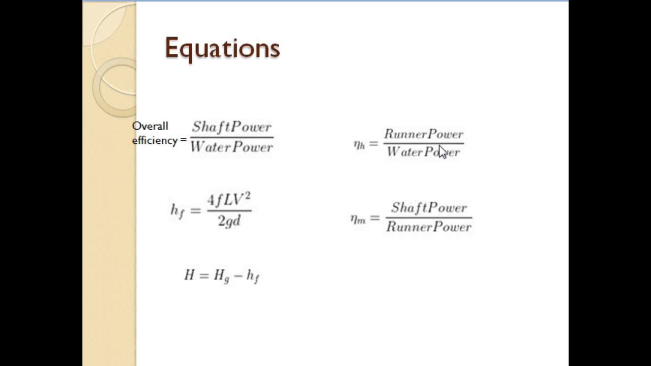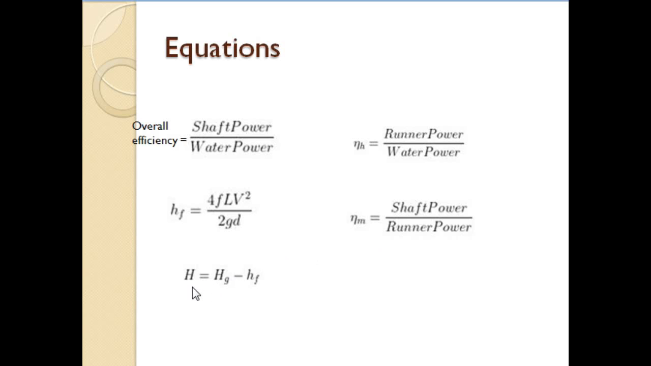In this slide we can see the equations used to plot the graphs of performance parameters. Overall efficiency is the ratio of shaft power to water power. Shaft power is 2 pi NT by 60, and water power is pressure into discharge. Next we have hydraulic efficiency, that is runner power divided by water power. Then we have mechanical efficiency, that is shaft power divided by runner power.